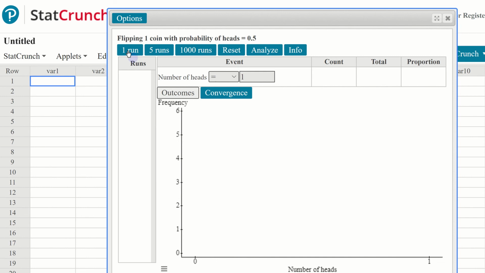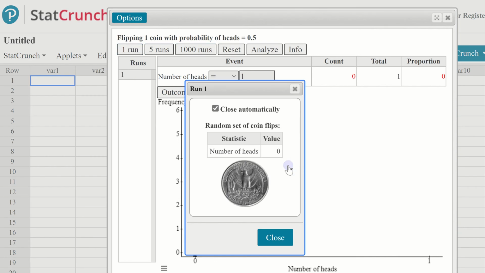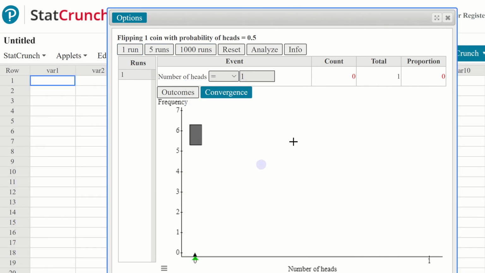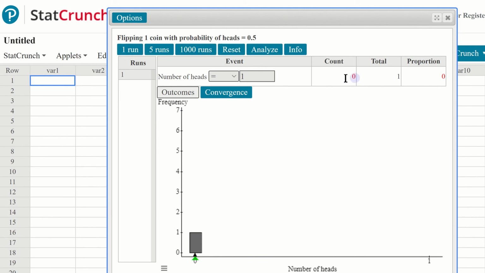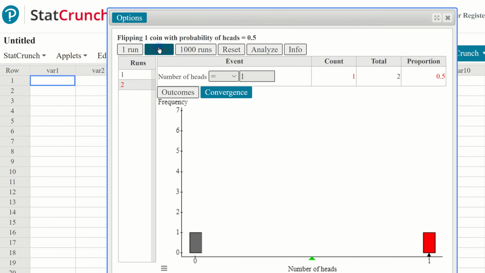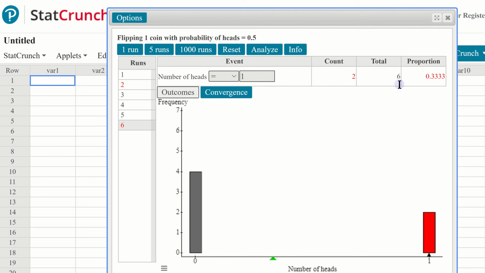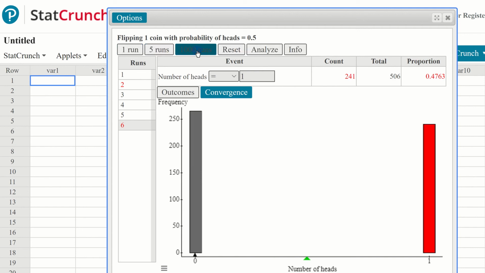So now we can just go through one run. Notice we did one run, and in the simulation it turned out to be tails, so the number of heads was 0. So the proportion is 0 out of 1. Now let's do 5 more runs for a total of 6 runs. It's right there, see? So right now, basically we're at 33% of the runs resulting in heads, right? Now let's run through 1,000 more runs.